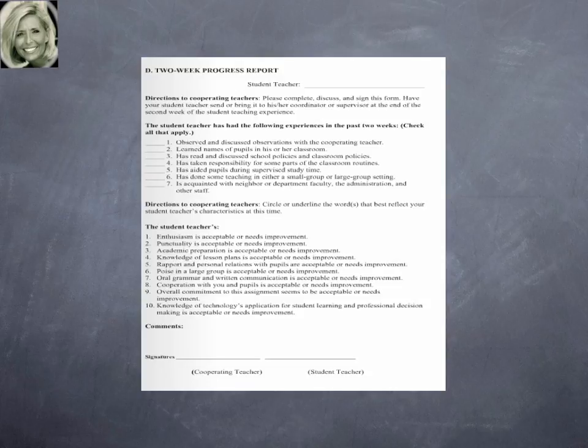In the first section, simply check the areas that the student teacher has done in the first 2 weeks of their experience. In the second part, there are different characteristics listed, so enthusiasm, punctuality, and you're simply underlining or circling if it's acceptable or needs improvement. And then we just need to sign it and give it to the UNI coordinator.